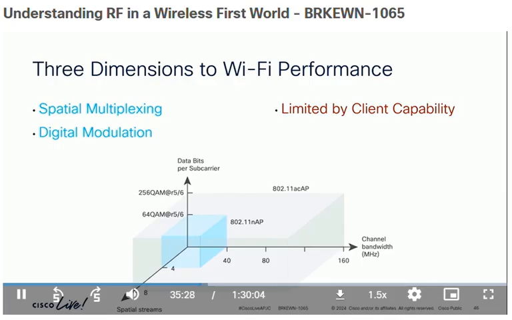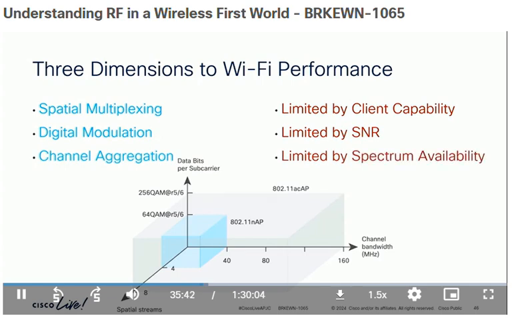Next one, digital modulation. What did we say the limiting factor was there? Signal noise ratio. I need a good signal noise ratio to handle those high data rates. And last but not least, channel aggregation, which is dependent on the spectrum that I have available.